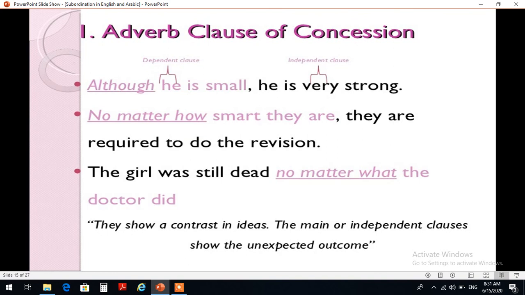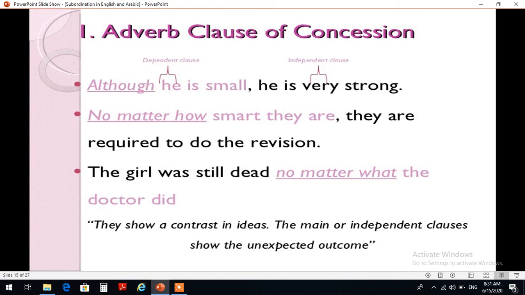Adverb clause of concession اللي تدل على التناقض. Although he is small, he is very strong. No matter how smart they are, they are required to do their revision. The girl was still dead no matter what the doctor did.